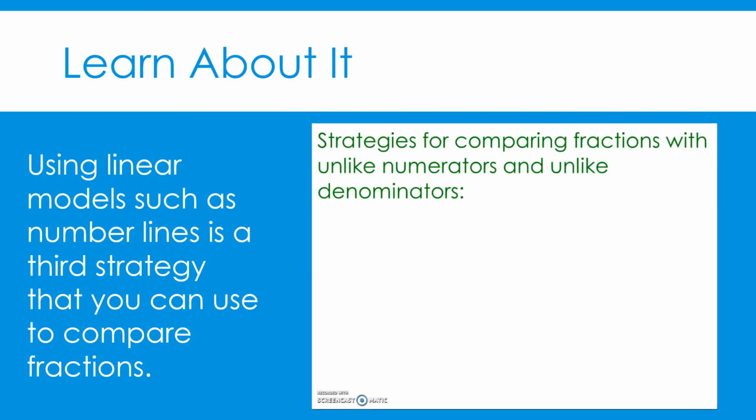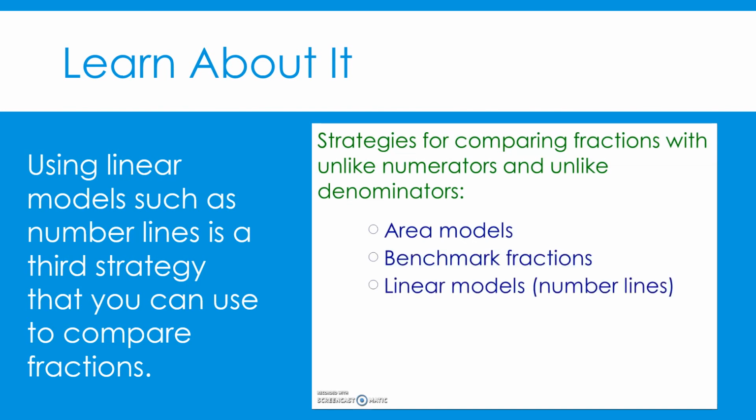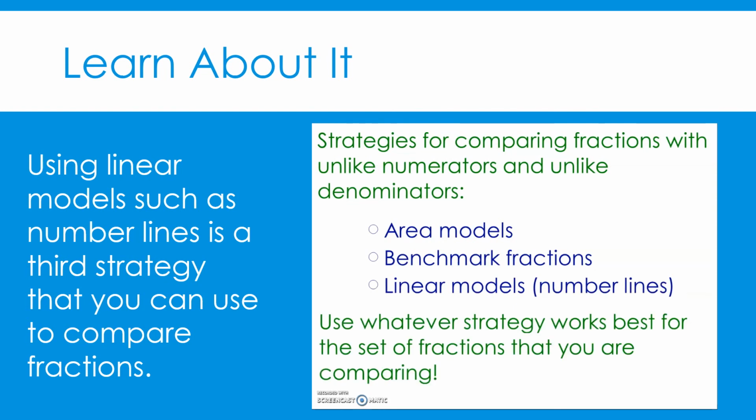Now you have learned 3 strategies for comparing fractions with unlike numerators and unlike denominators: area models, benchmark fractions such as 1/2, and number lines. Sometimes it is best to compare to 1/2, and sometimes it's best to use an area model or a number line. You can use whatever strategy is best for the set of fractions that you are comparing.